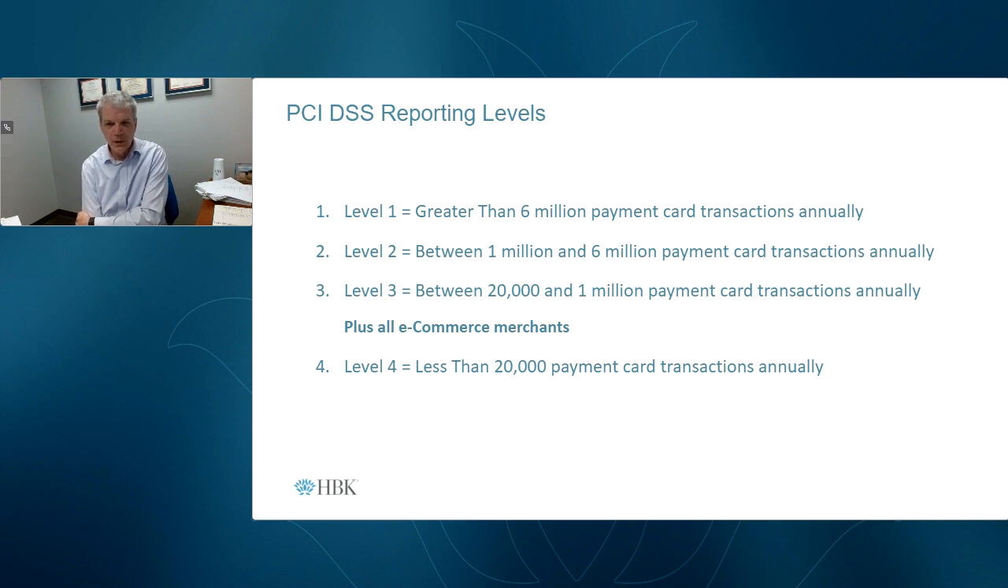So you got these 4 levels, one being the largest and having the most restrictions, and I'll talk about compliance and how the requirements between those 4 levels come into play. But again, 6 million payment card transactions annually versus 20,000 payment card transactions. Notice that level 3 encompasses all of your e-commerce merchants. So if you do e-commerce, you're automatically considered a level 3, even if you don't do 20,000 credit card transactions in a year.